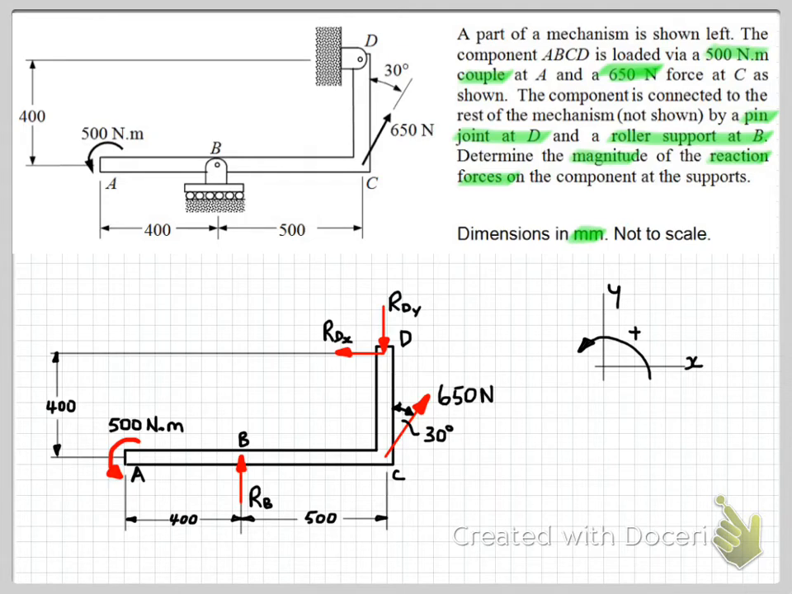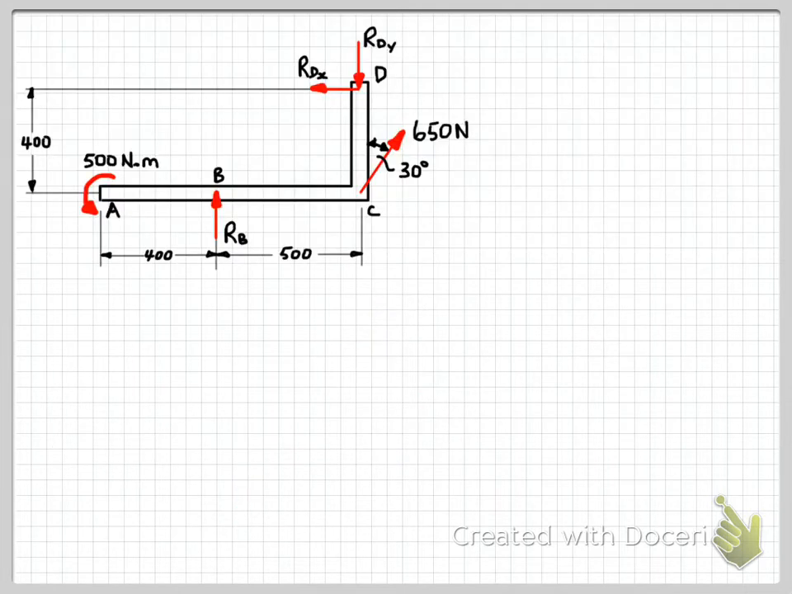Okay, so now that we have our free body diagram, we can start to write some equations of equilibrium. Now usually the best one to start with is the moment equation, because we can usually pick a point, such as point D here, where one or more of the unknown forces that we're trying to solve have a zero moment, so they won't appear in the moment equation. So here we have Rdy and Rdx both pass through point D, so they'll have a zero moment about point D.